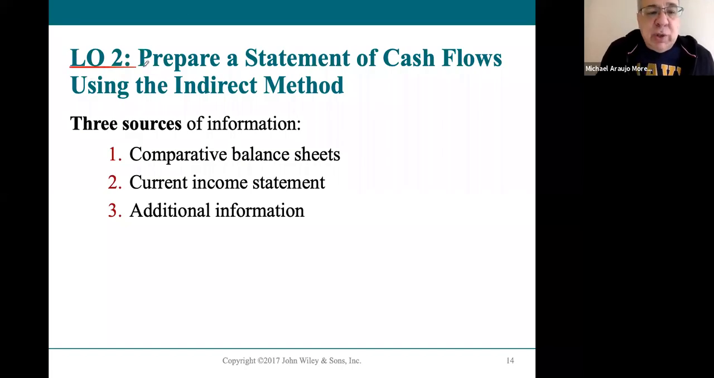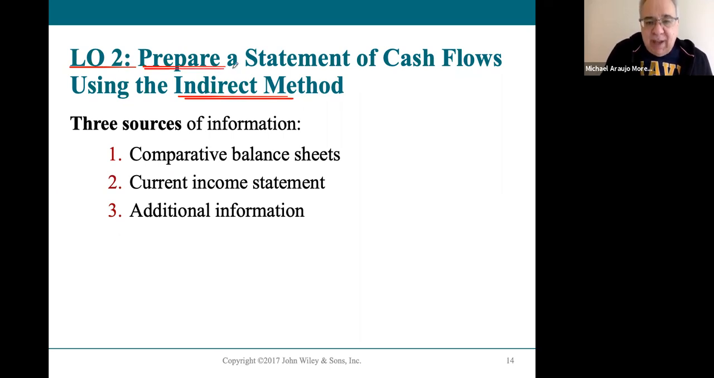Learning objective 2 is all about the preparation of a statement of cash flow. There are two methods in which they can prepare the statement. The most common and the easiest method is the indirect method. So that's what you're going to be learning to do.